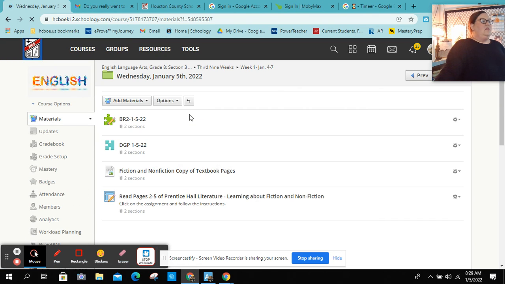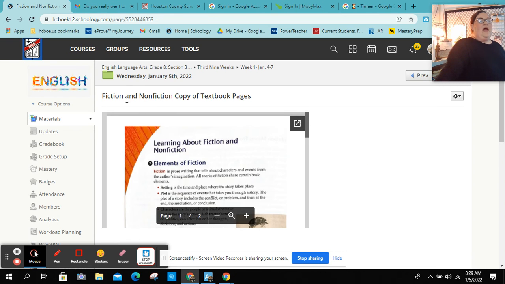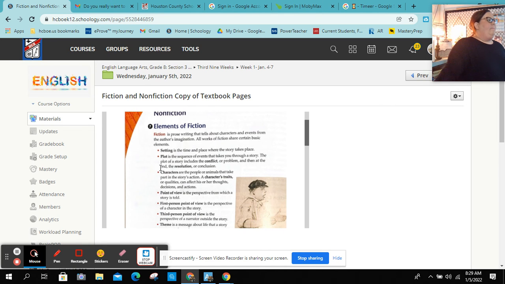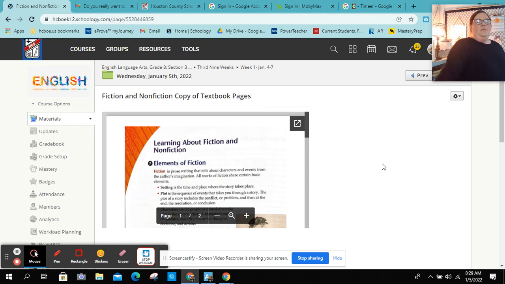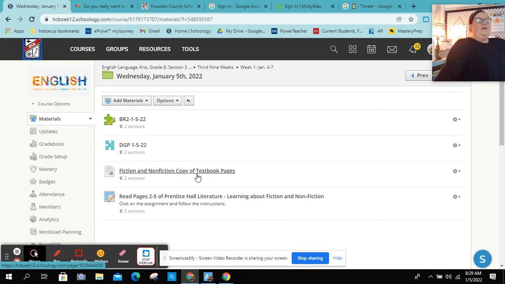If it pops up and gives you a sad face, then what you're going to have to do is click on the blue fiction and nonfiction copy of the textbook pages. Is it working when y'all do that? I'm talking about the textbook pages. For fiction and nonfiction copy of the textbook. It says y'all need access. Okay.